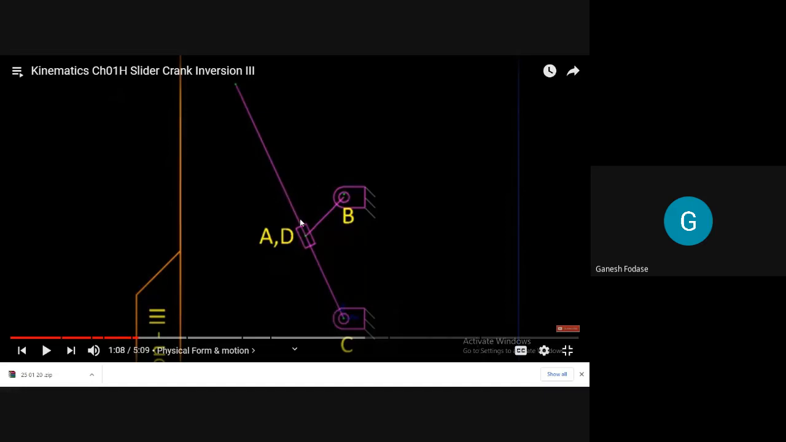Basically, what is important for us? There is a sliding pair between this slider and link number 4, and the slider is called link number 1. There is a turning pair between link 3 and link 1, a turning pair between link number 2 and link number 3, a turning pair between link number 2 and link number 1, while a sliding pair between link number 4 and link number 1. Is it clear to all? Yes, sir.